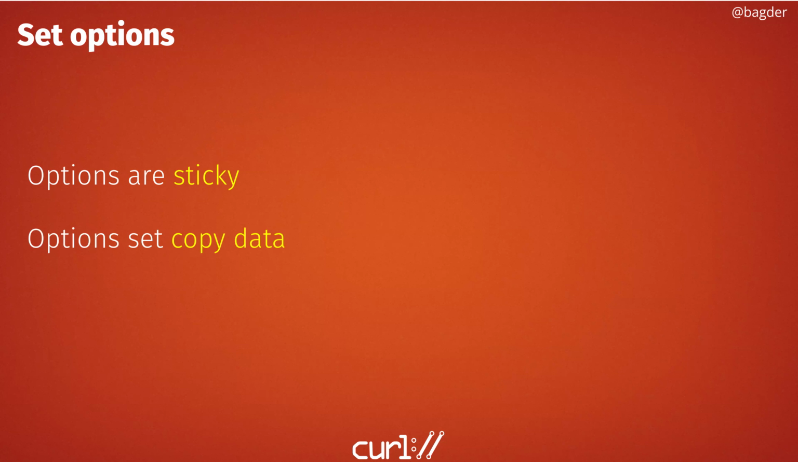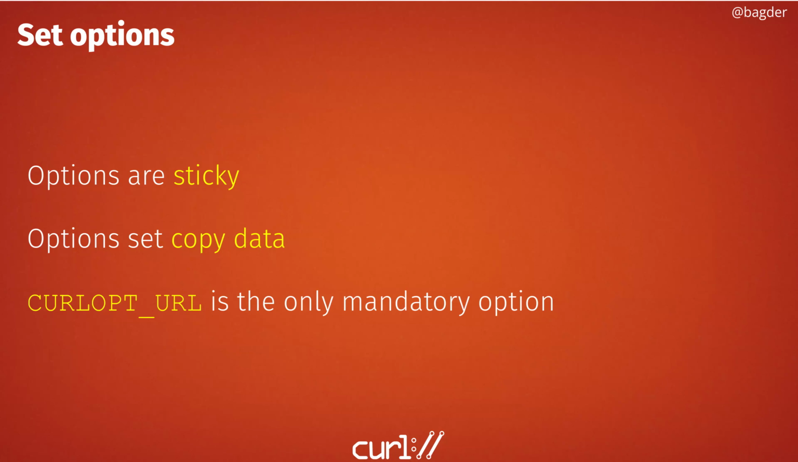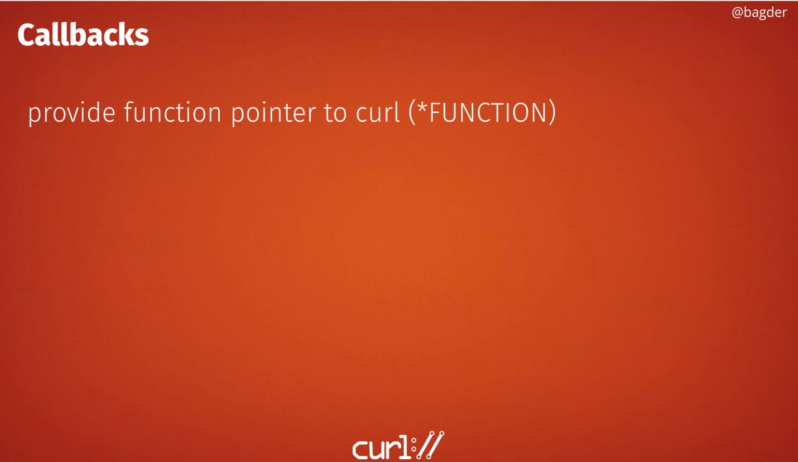And if you set a string, options will copy that data. There are many options that accept a string, and libcurl will copy the contents of the string. I'm telling you this because then you know that if you use a temporary buffer, that's fine, because curl will copy it. You can free the buffer after you told curl about it. The URL is the only mandatory option I mentioned, and we have a lot of callbacks in curl, so that is pretty much how you get data in and out.